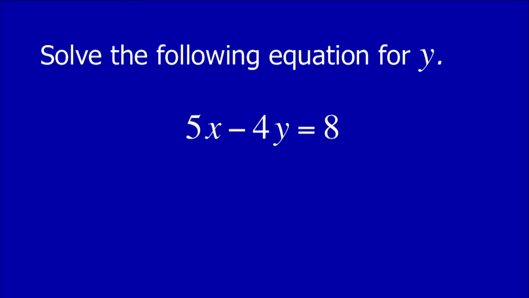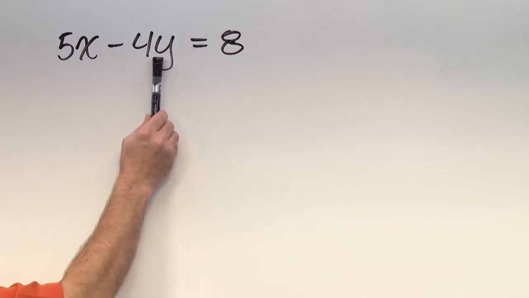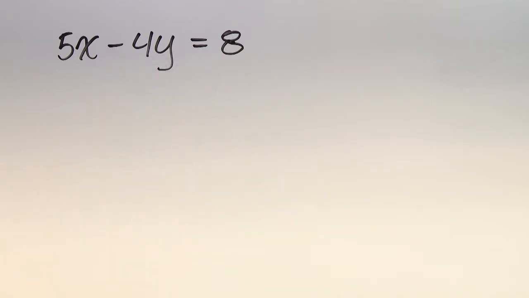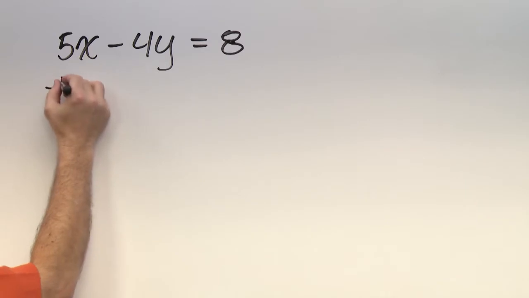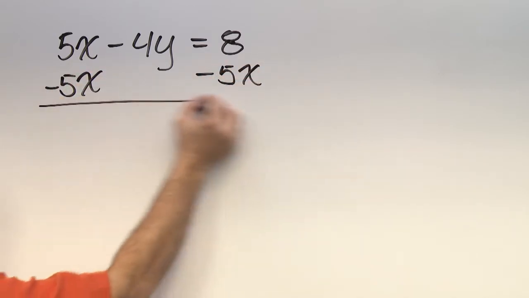Solve the following equation for y. 5x minus 4y equals 8. We want to solve for y. That means we need to isolate y. So we'll begin by subtracting 5x from both sides.